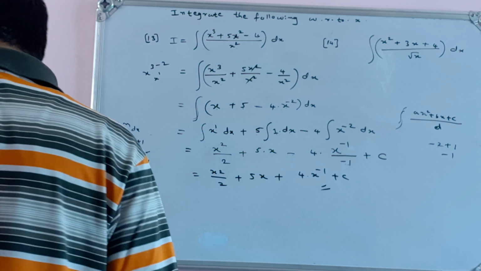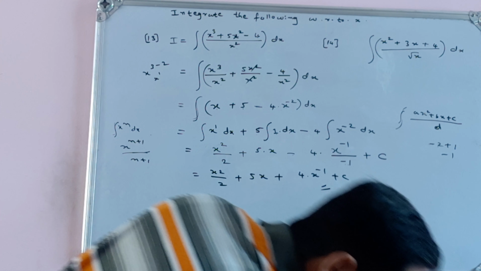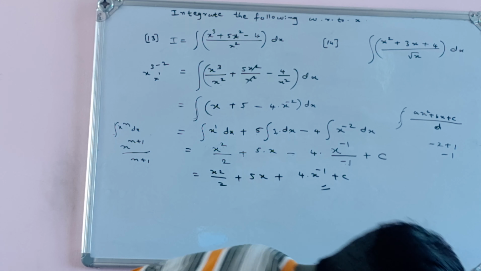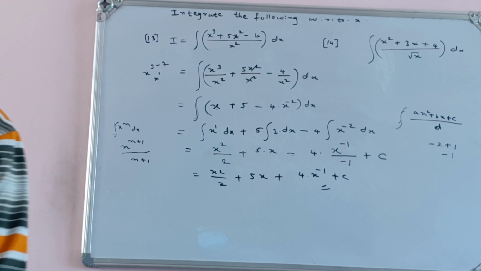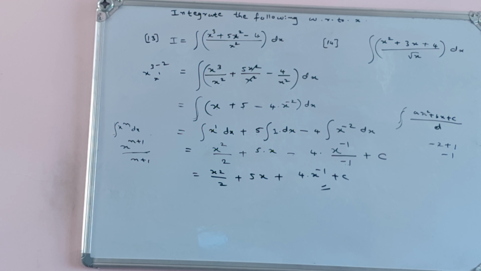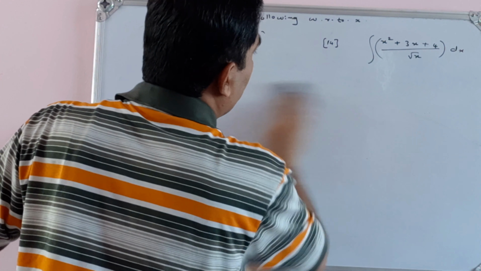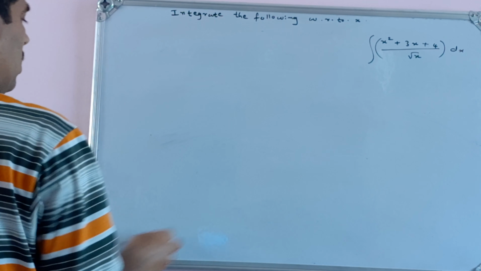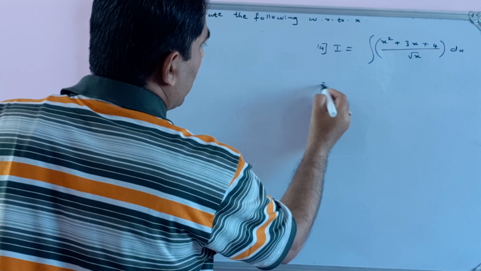Okay, I am giving the continued number. Then, let us go for the 14th one. Similar kind of problem: x square plus 3x plus 4 divided by square root of x in the denominator. Let us call this I. Then let us split this once again.